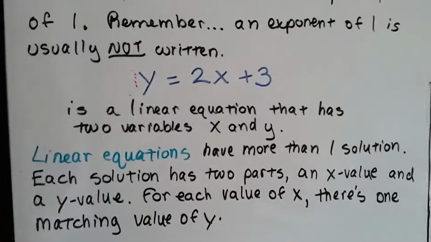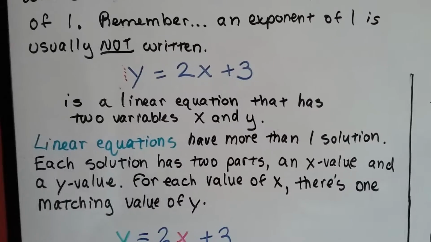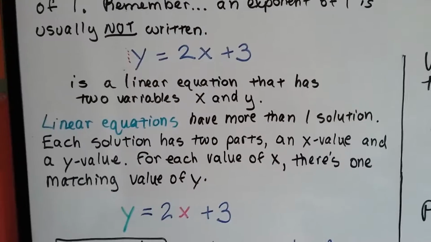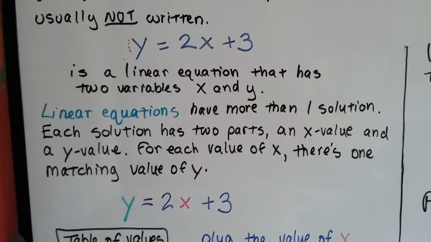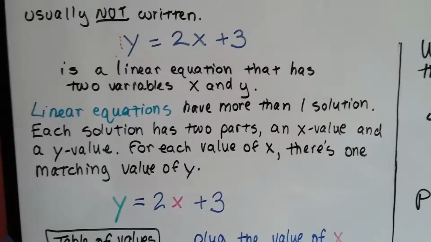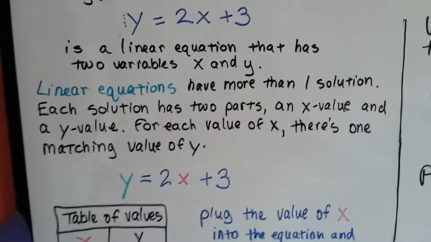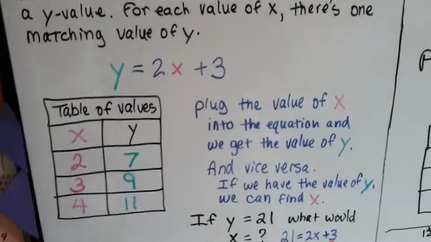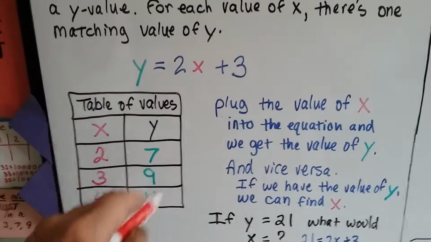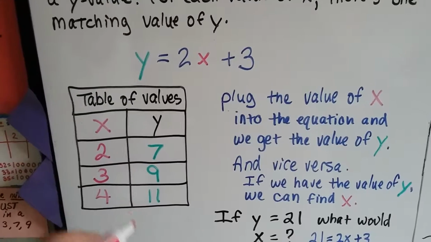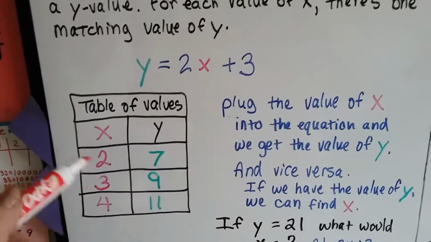So y equals 2x plus 3 is a linear equation that has two variables, x and y. And they have more than one solution. Each solution has two parts, an x value and a y value. For each value of x, there's a matching value of y. So take a look at this. We have a table of values here, and this keeps all of our answers in a nice, neat little table.